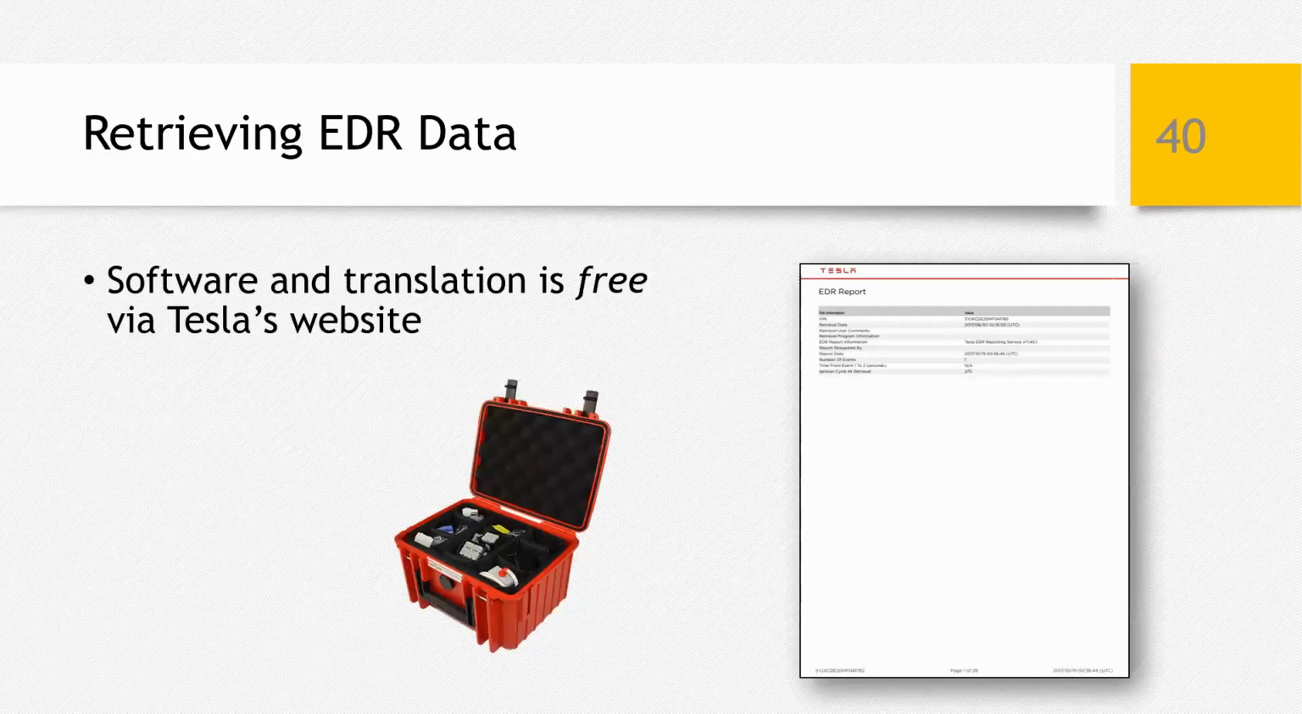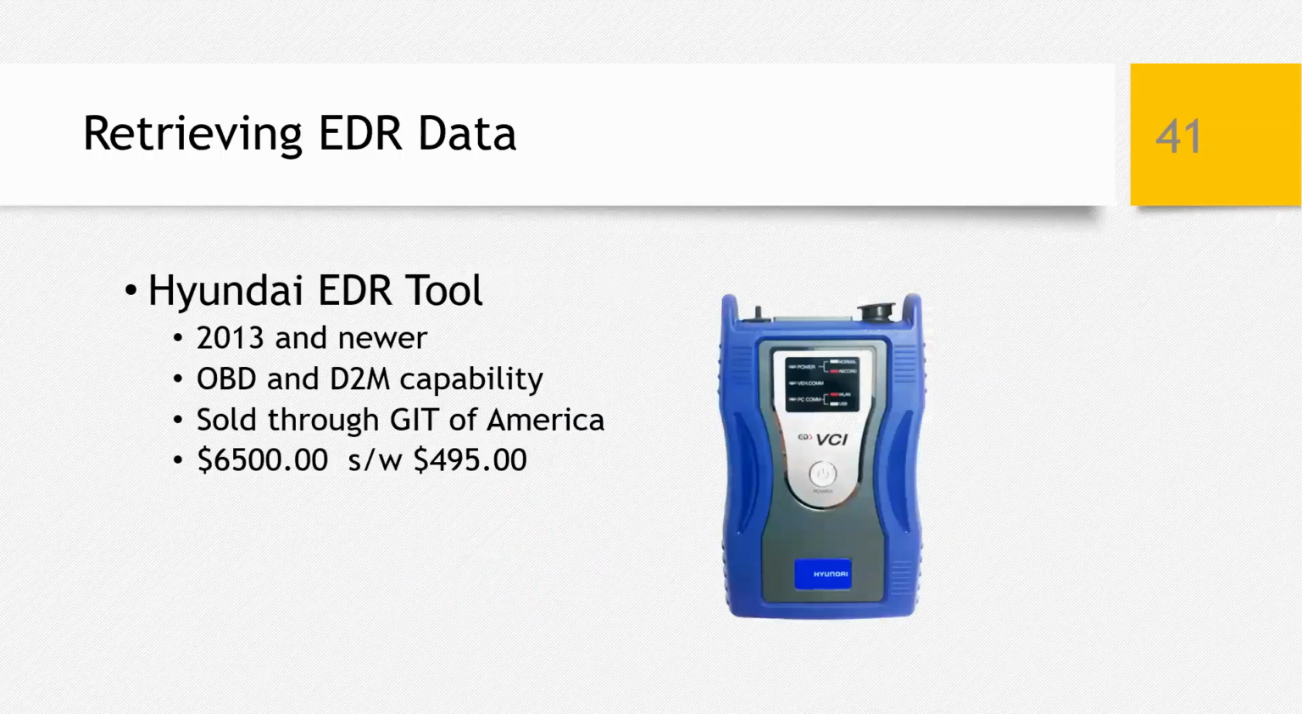The software component for the Tesla system is provided free of charge through Tesla. Tesla controls the software. They manage the software. Go to Tesla's website, download the software for free, and then use the hardware components of the kit to connect to the vehicle. Simply download the data file, upload that through Tesla's website again. The data is translated and an EDR report is generated in the form of a PDF document for the Tesla system.